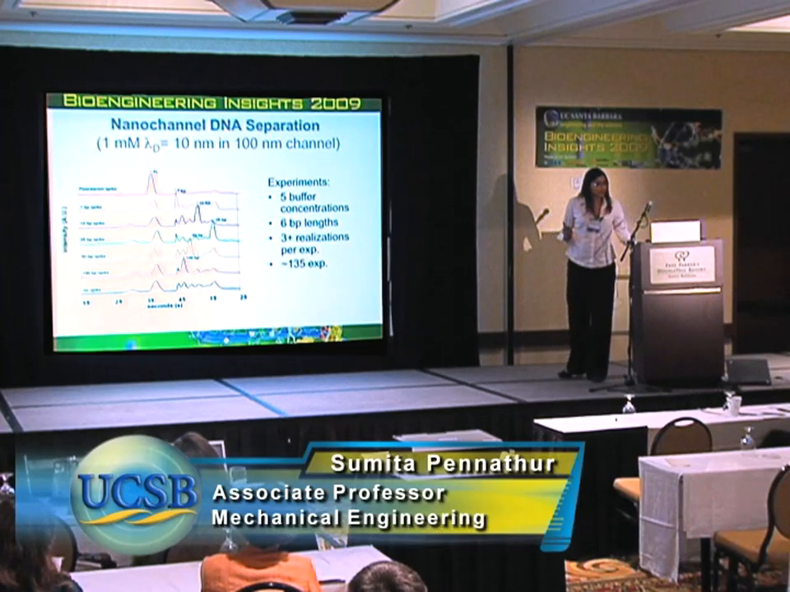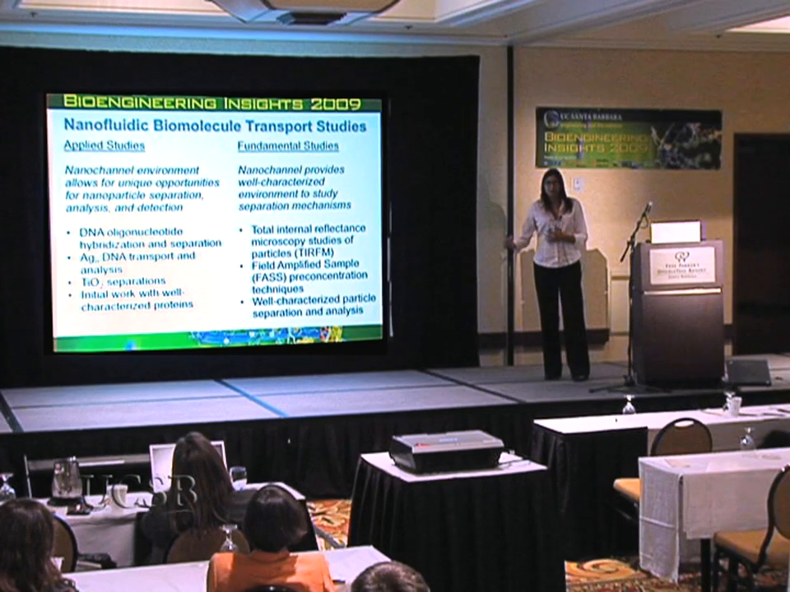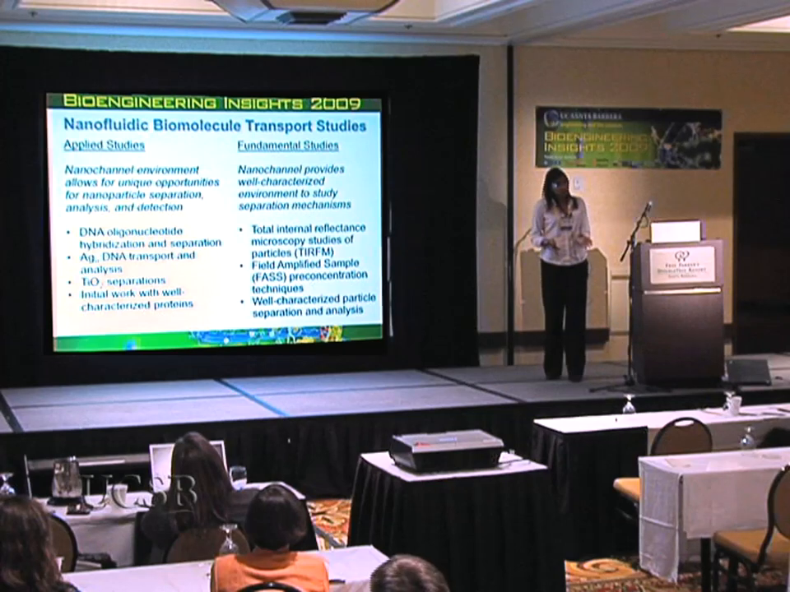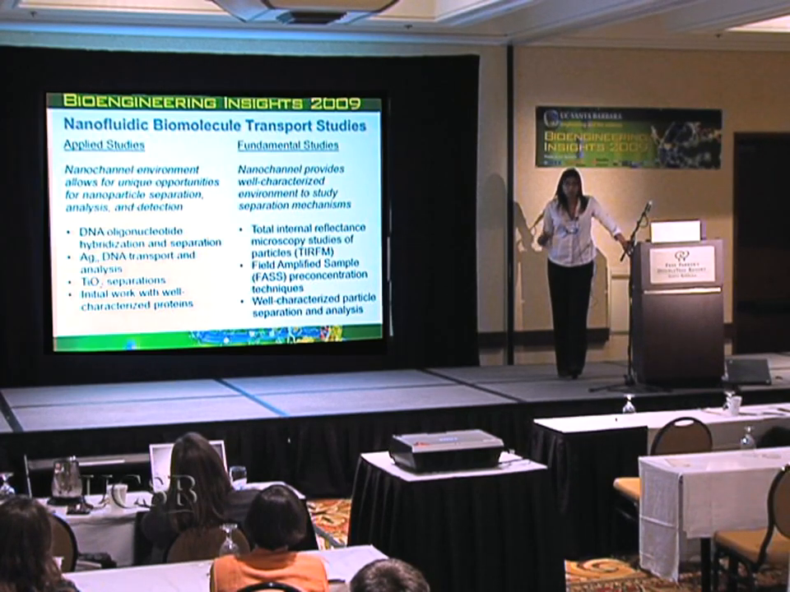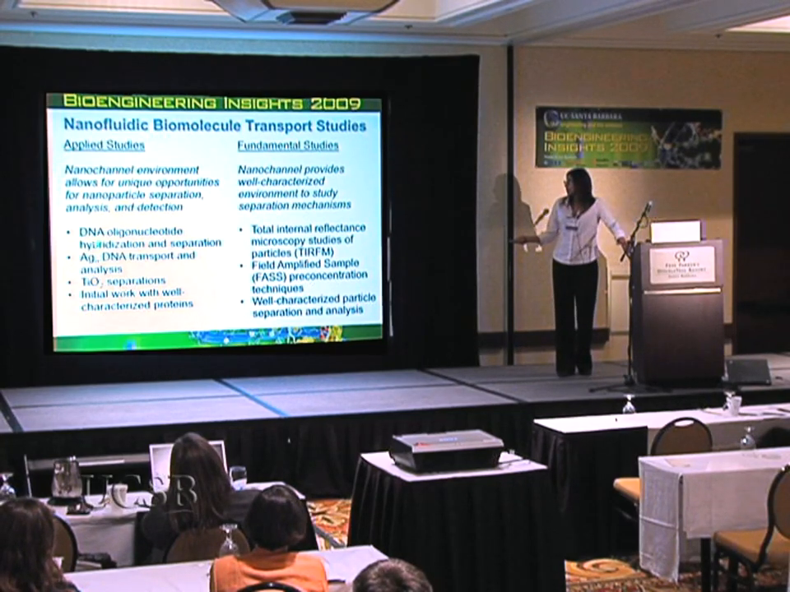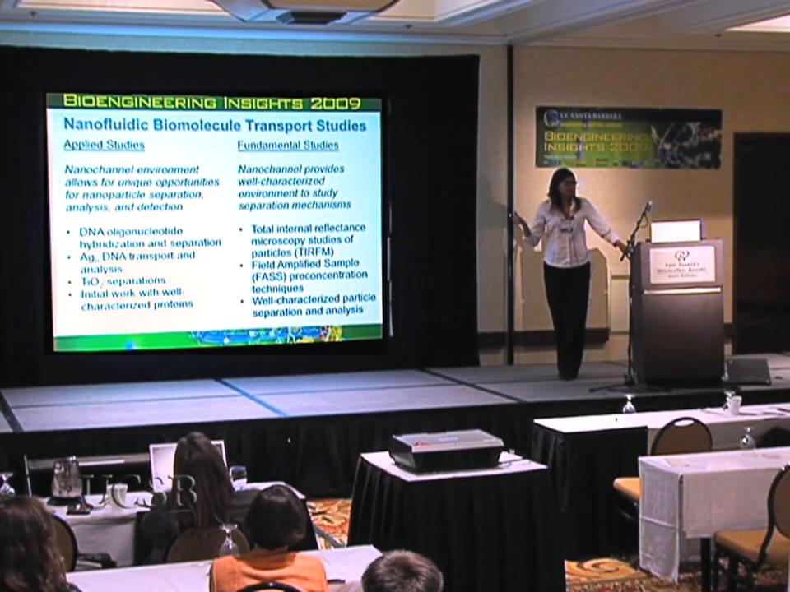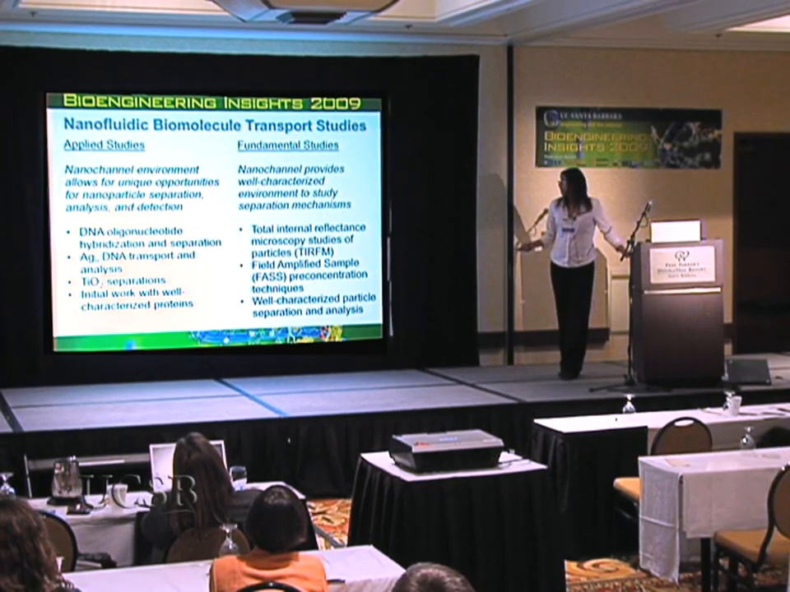And so we had a choice here. Whether to keep going with the DNA separations and try to show exactly what we could do, or to step back and do more fundamental studies. And what we decided to do in our lab is do both. So for applied studies, we realized, hey, the nanochannel environment allows for unique opportunities for separation, analysis, and detection. So we should go forward and see how good this technology actually is. So we decided to start with oligonucleotide hybridization and separation. Can we actually do what I said the ultimate goal was to do? Can we take a single strand of DNA, hybridize it, and separate it all in 30 seconds in a handheld device? And I'll show you that work next.